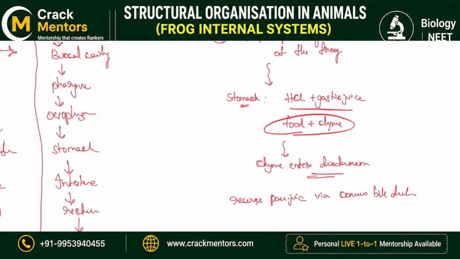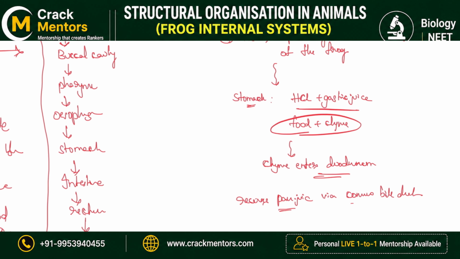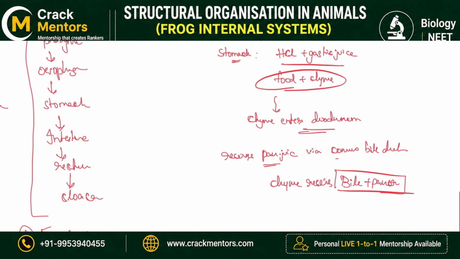Okay, as the food reaches duodenum, from the common bile duct the chyme will receive the pancreatic juice. Even this will help in the digestion. Okay, so from the common bile duct, chyme receives bile plus pancreatic juice. Both bile and pancreatic juice are received from the common bile duct. So what is the function of this bile and pancreatic juice? Bile will emulsify the fat.